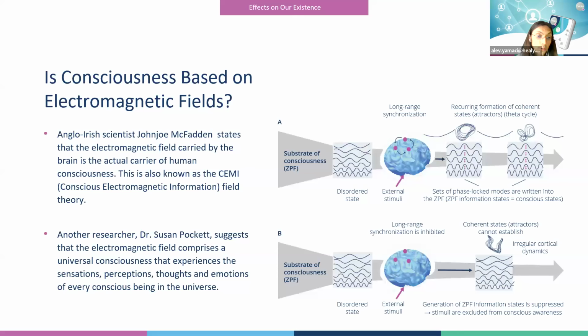In another research, Dr. Susan Pockett suggests that the electromagnetic field comprises a universal consciousness that experiences the sensations, perceptions, thoughts and emotions of every conscious being in the universe. This is, as we know, or as we call it, also the information field. So there's a little more to magnetic fields and to our existence than we usually tend to think.